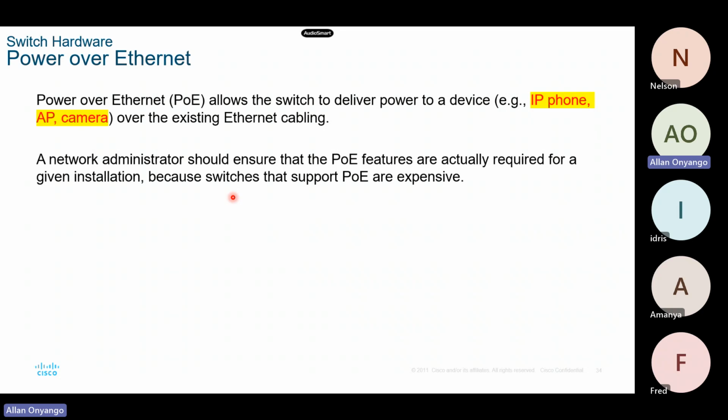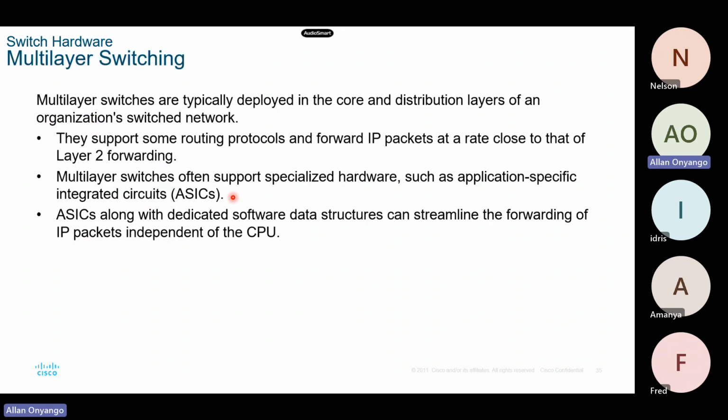Now, it's also important to note that switches with this particular feature tend to be a bit more expensive than those without PoE. You must have heard of multilayer switches, and the multilayer switches are normally deployed either at the core or at the distribution layer of the organization's network. And they have the ability to support routing protocols and packet forwarding of IP packets, just like a router does. Of course, just like a switch does.